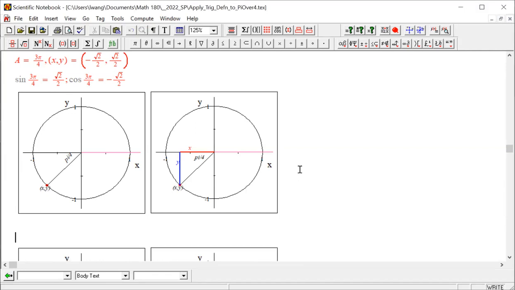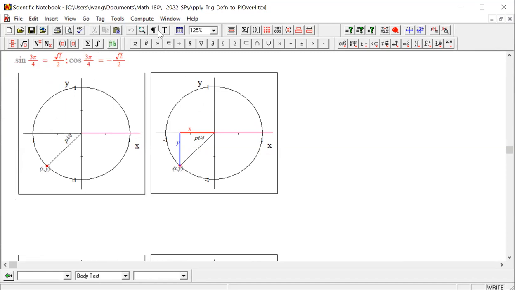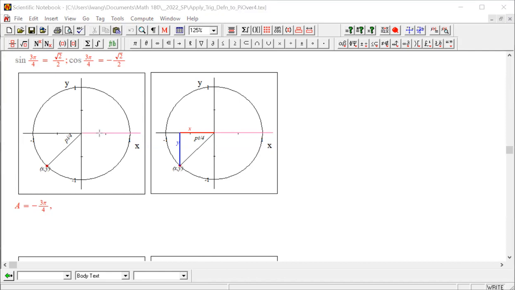The third case, of course, you guessed it. This time I'm going to choose the angle to be A equals negative 3 pi over 4. How do we measure that angle? You see, we always have to think about how that angle is measured. Measured from standard position, a negative angle, so it's clockwise. So that angle we got is this way.